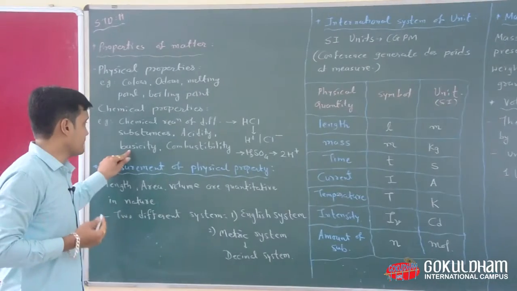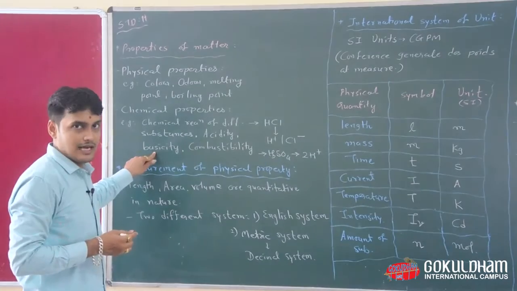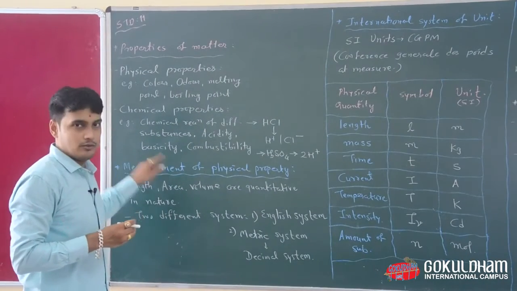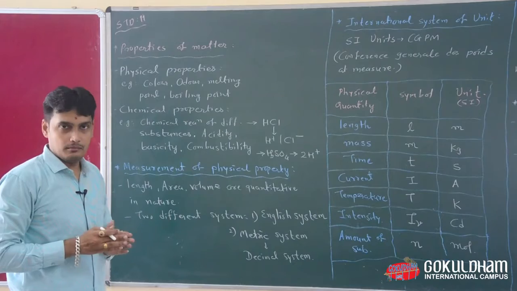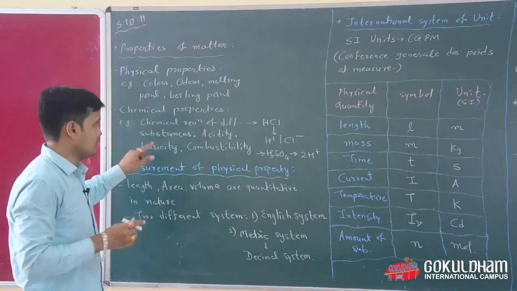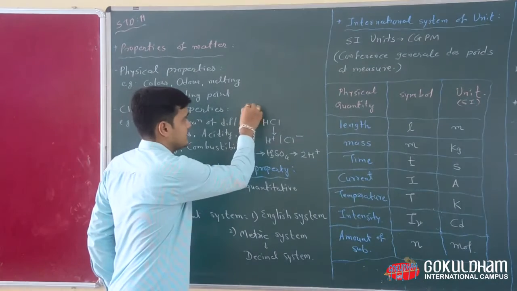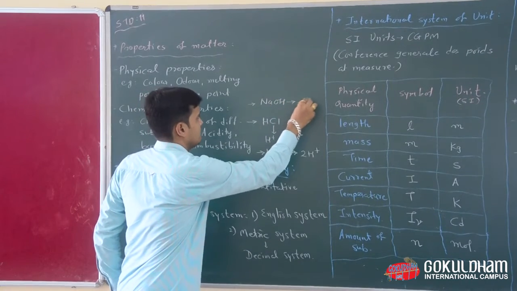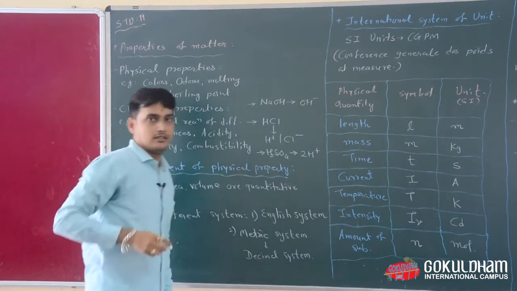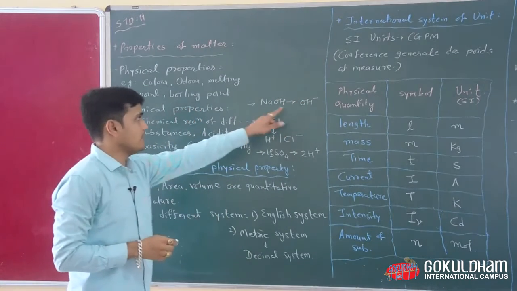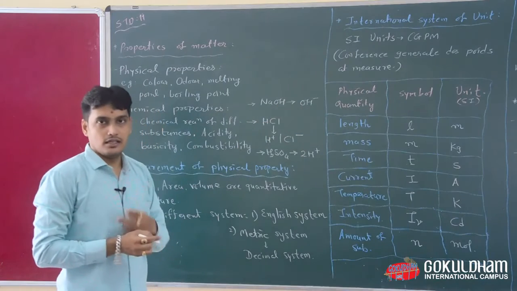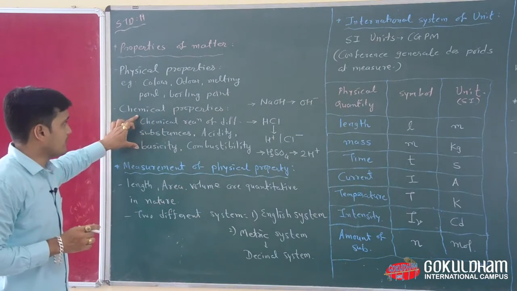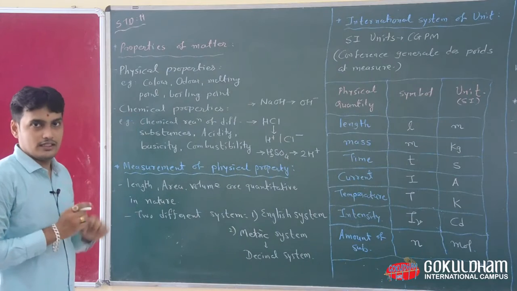In the same way, basicity means after dissolution, how many OH minus will be liberated into the beaker. One example is NaOH. This will give 1 OH minus, which means the basicity of NaOH is 1. So these chemical properties are quantitative properties.